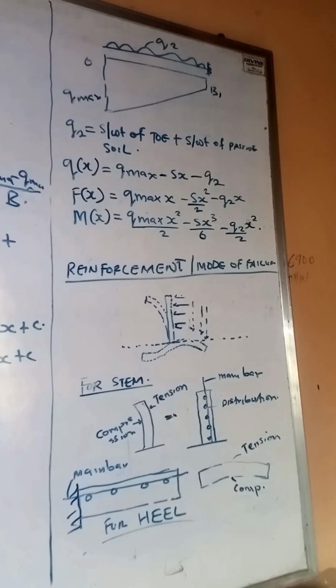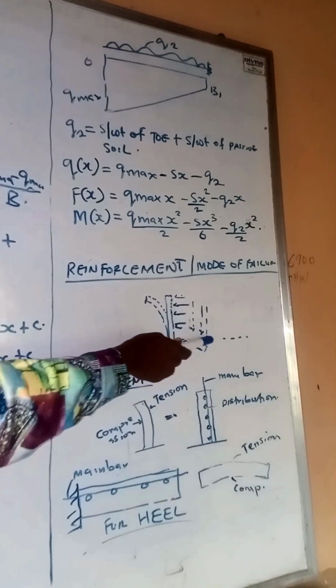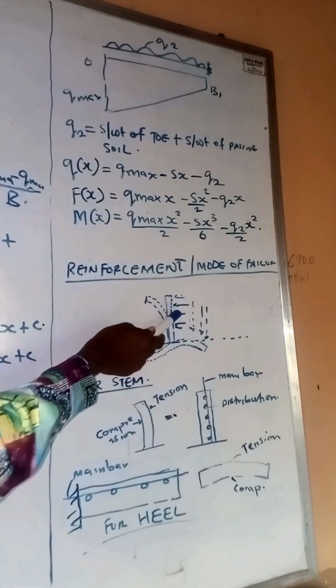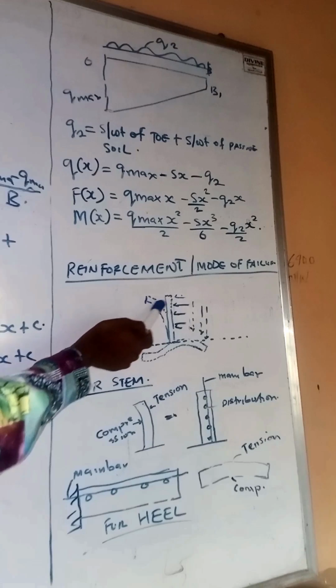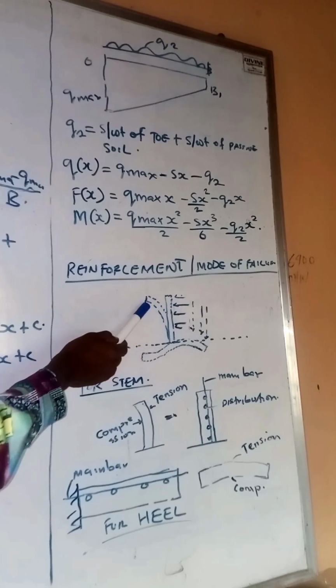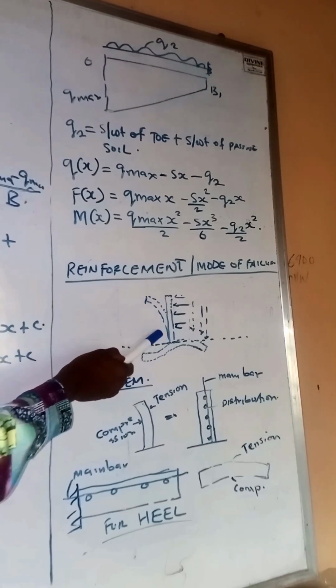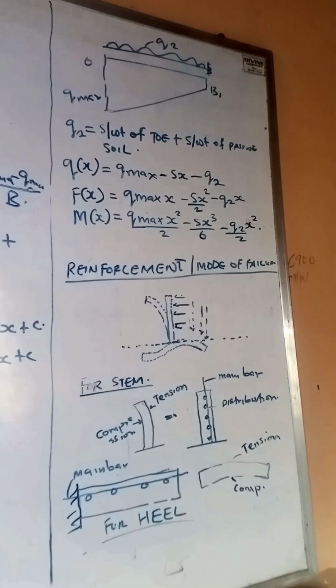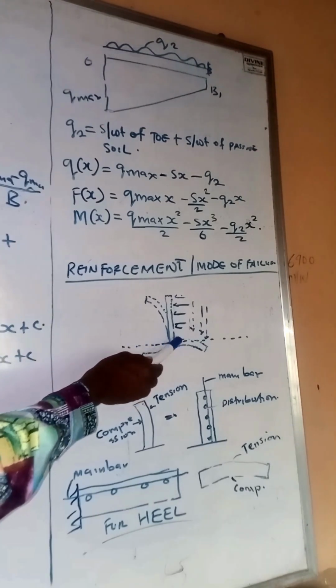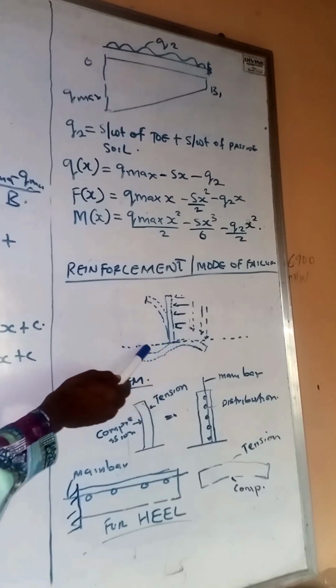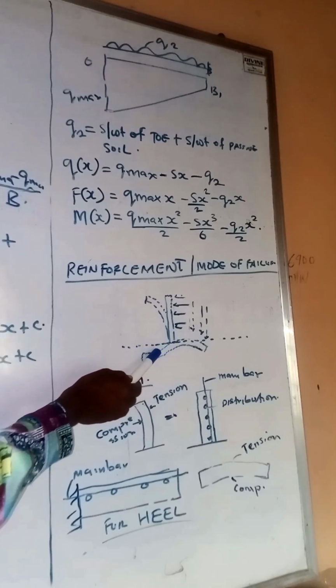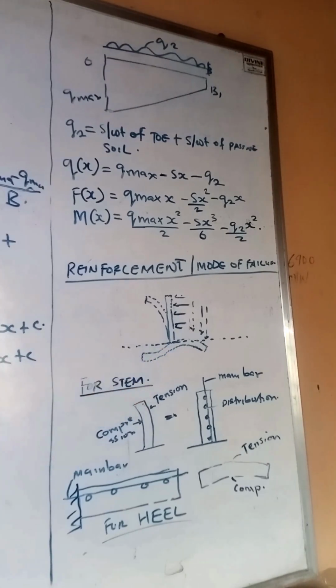Now let's quickly look at the reinforcement and the mode of failure of the retaining wall. For this wall to fail, there's going to be lateral pressure from this direction, which will cause a bending effect on the stem. While it's bending down, it's pushing down the toe, causing this place to be under compression, while the bottom is under tension.